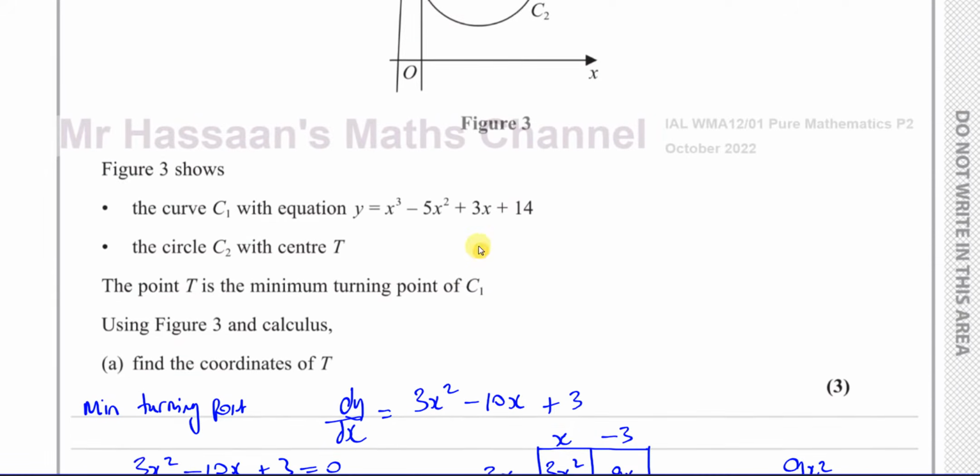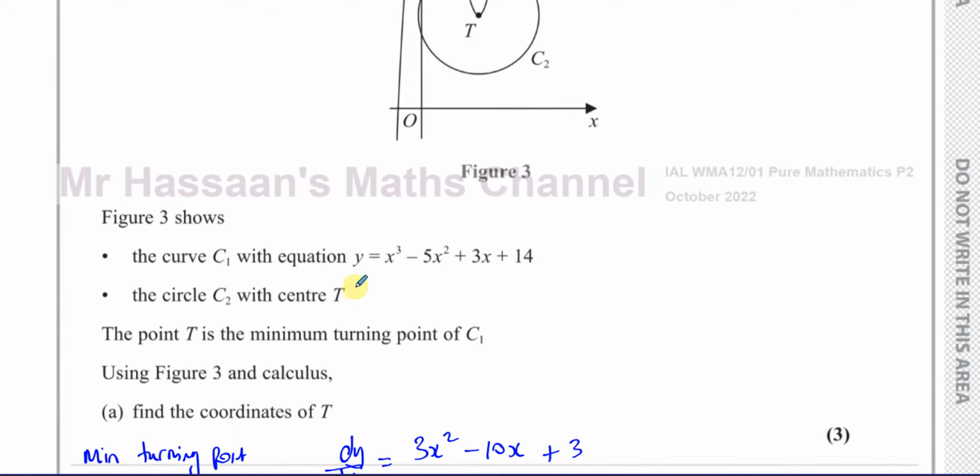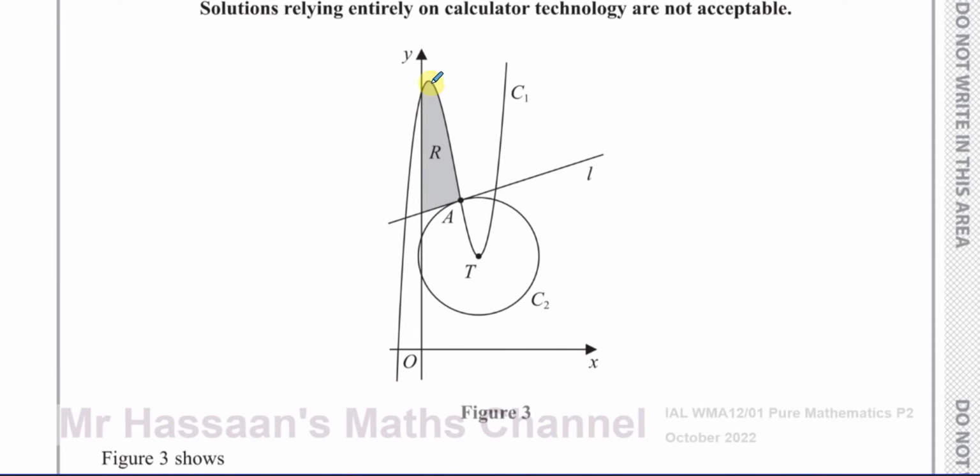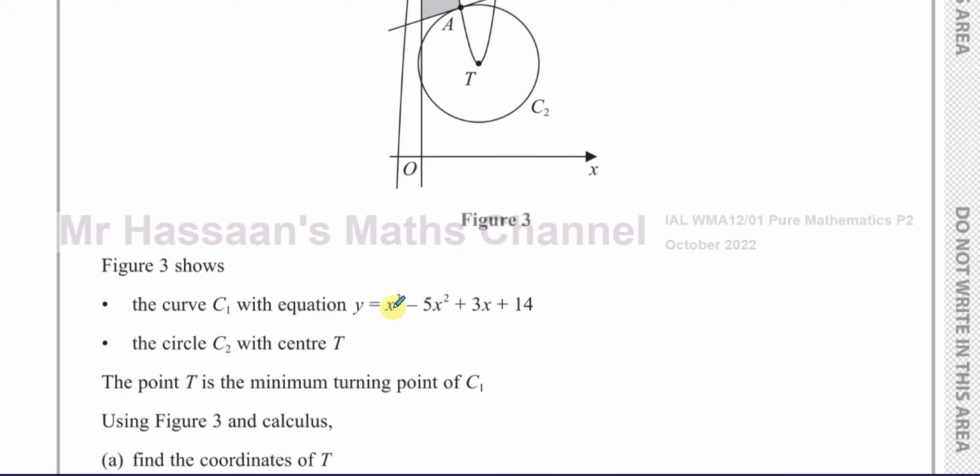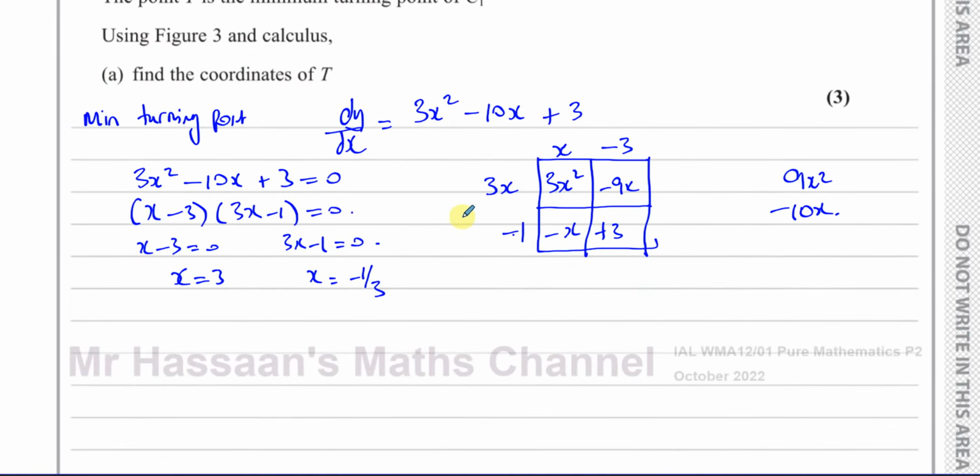We can see from the diagram, since it says using figure 3 and calculus, that the maximum is at 1/3 and the minimum must be at 3, because the maximum comes before the minimum. We can see that from the fact it's a cubic, and on a cubic that goes like this, the maximum comes before the minimum. So the maximum has the smaller x value, and therefore x equals 3 is the minimum turning point.